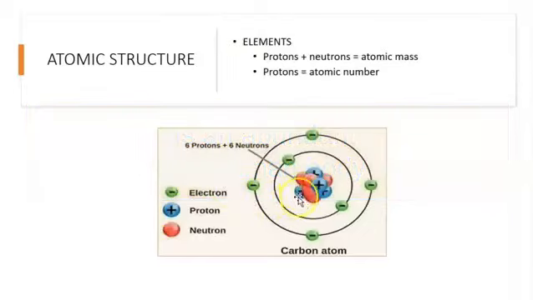Right here, you can see the nucleus with protons and neutrons, and flying around in energy levels, as you can see right here, or shells, they're going to be the electrons. The number of protons and neutrons in the nucleus is going to be the atomic mass. The number of protons only is going to be the atomic number.